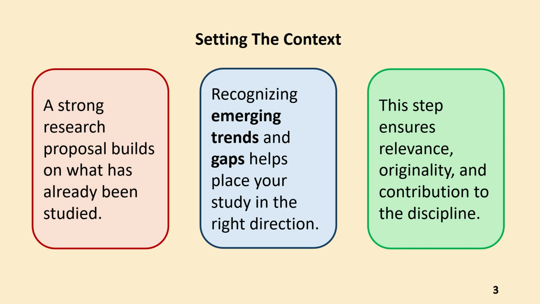Recognizing emerging trends and gaps. This is interesting to know: when you are identifying something, you have to identify what the emerging trends are, and not only trends, what the existing gaps are, which help you to place your study in the right direction. Right direction means your study should be researchable and feasible. This step ensures relevance, originality, and contribution to the discipline.